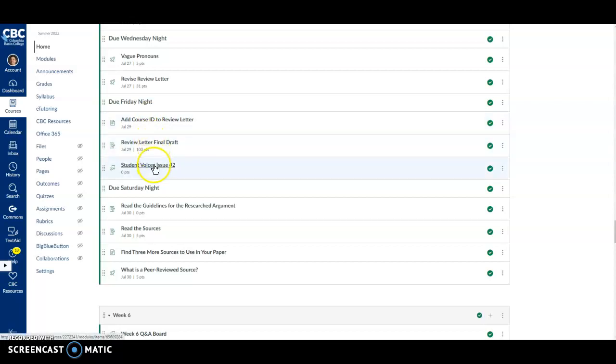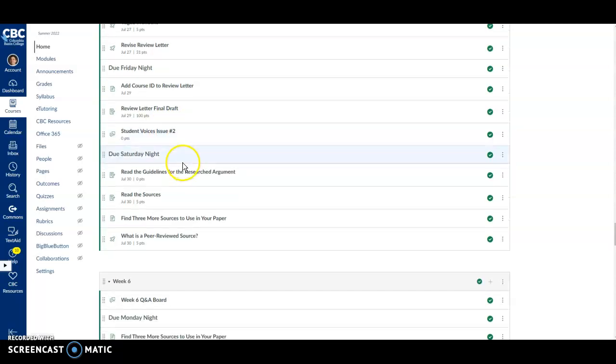draft. You'll have the option to publish it on the class magazine discussion board for extra credit if you like. Then for Saturday night, you'll read the guidelines for the next paper, which is the researched argument. You'll read some sources, learn about finding more sources to use in your paper, and take the What is a Peer-Reviewed Source quiz. These 3 sources that you'll be finding will not be due until next week, but you'll want to start looking for them this coming weekend.